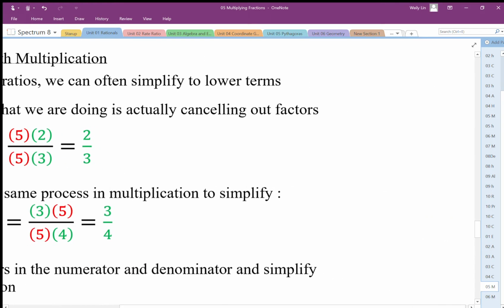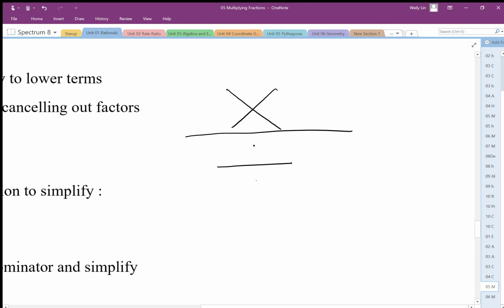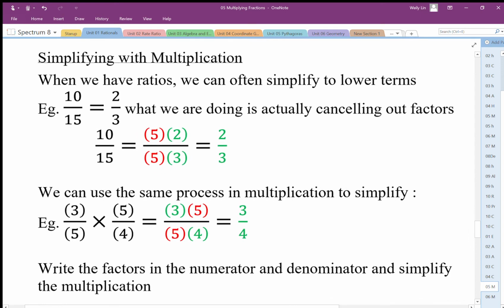So one of the big ideas in fractions was this idea of times on top, divide on bottom. Any factors that we have on top are times factors, any factors that we have on bottom are divide factors. So this idea of times on top, divide on bottom is a really easy way to keep track of things with fractions because there's only two choices. It's either times or divide. So when we're simplifying with multiplication, we can use this idea.